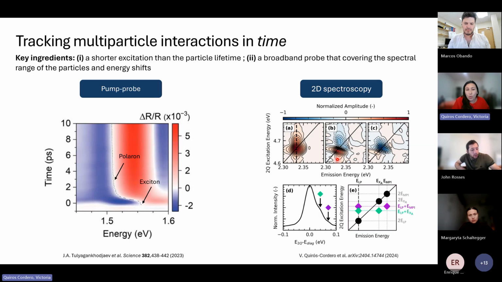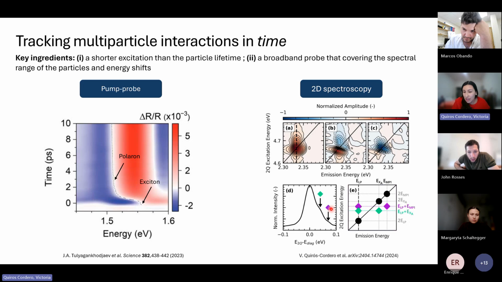And when we use more elaborate techniques like this 2D spectroscopy, we can resolve the energy at which you excite the sample. In this case, it absorbs 2 photons, so it's double the energy, and the energy of the emission. And then you can see in the diagonal when you have states that are associated to 2 particles. So you can see here that this state in the diagonal is associated to 2 lower polaritons interacting. So we have it right here.